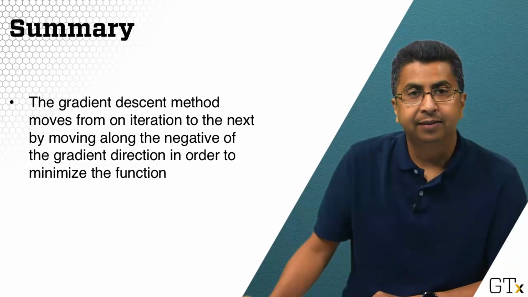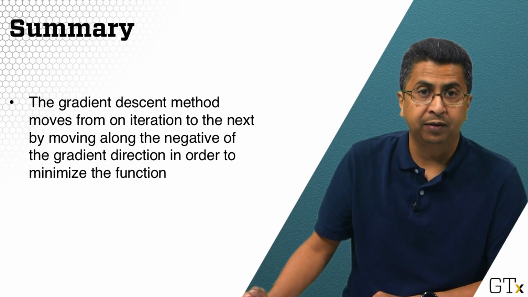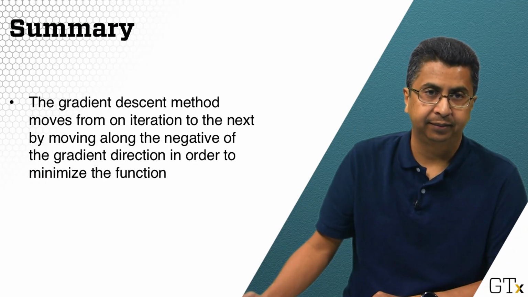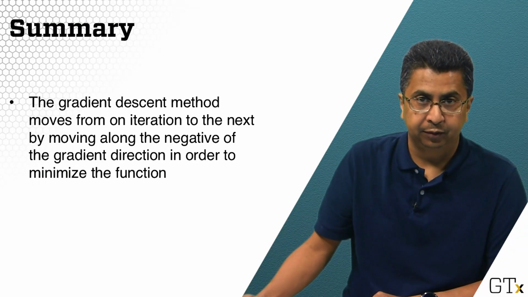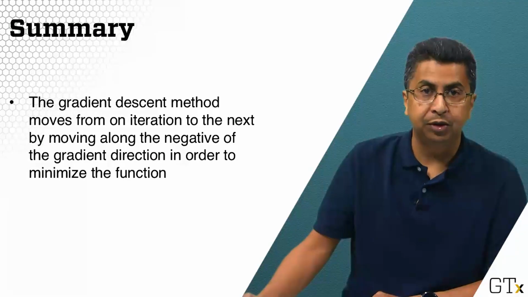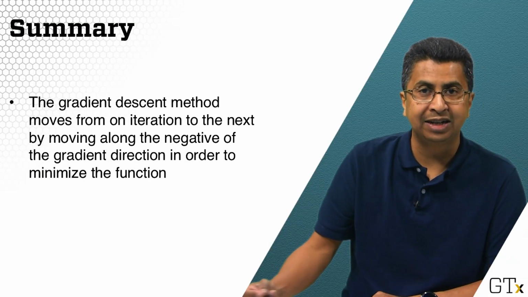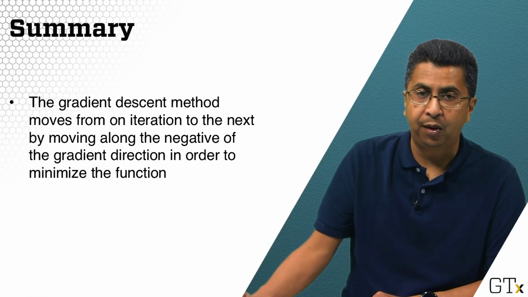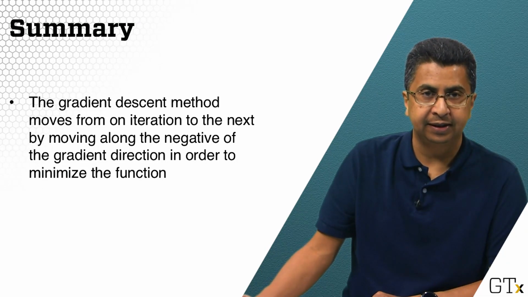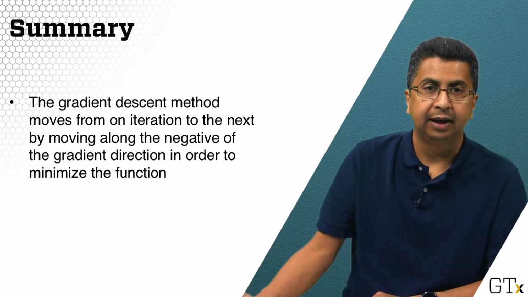All right, so let's summarize. The gradient descent method, which is one of the most common optimization methods, moves from one iteration to the next by moving along the negative of the gradient direction in order to minimize the function. So we compute the gradient, we move along the negative of the gradient direction, and we have to compute a step size. Either we do a line search, or basically we solve a one-dimensional problem to find the step size, or we can fix a rule for the step size ahead of time. Either way, this algorithm is very simple to implement and is widely used for minimizing differentiable functions.